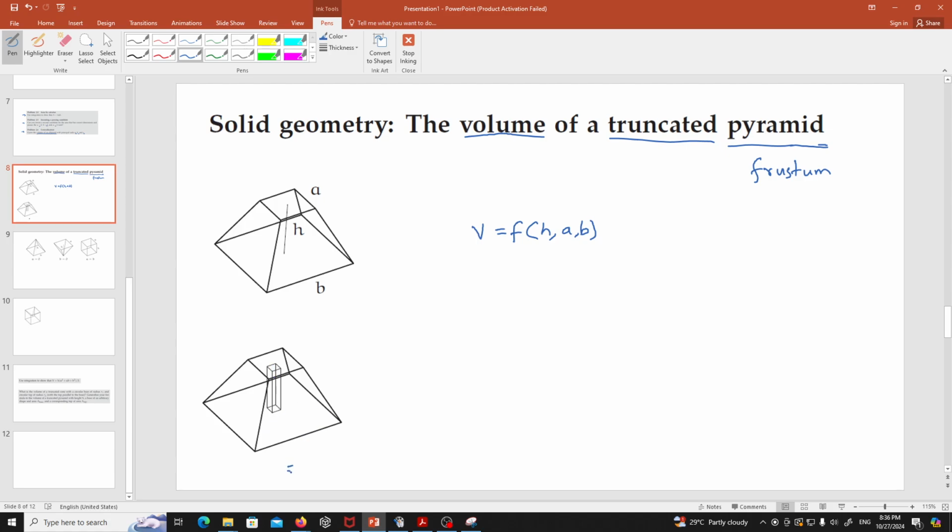Okay, so if you look at this picture, this is a little chunk in this truncated pyramid. Okay, and now let's say if I double the height, what will happen to the height of this little chunk? That height will get doubled. But what about the area of this little chunk? That's not going to get doubled, or that's not going to get modified.